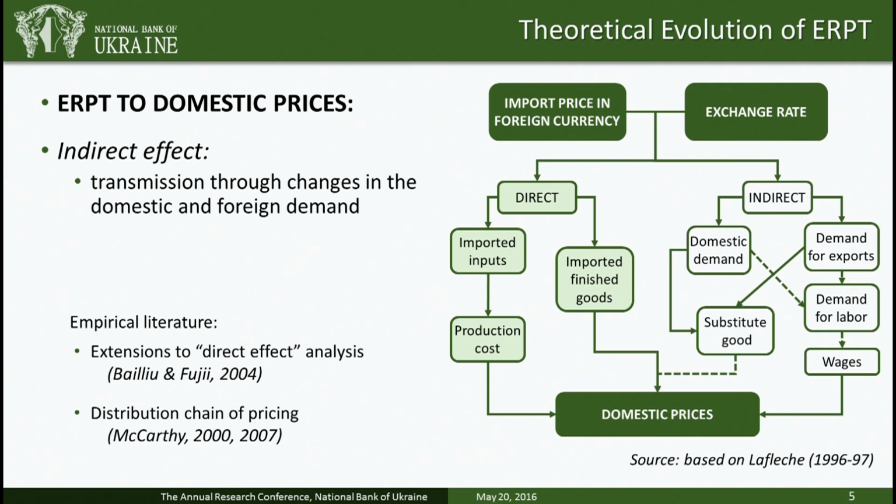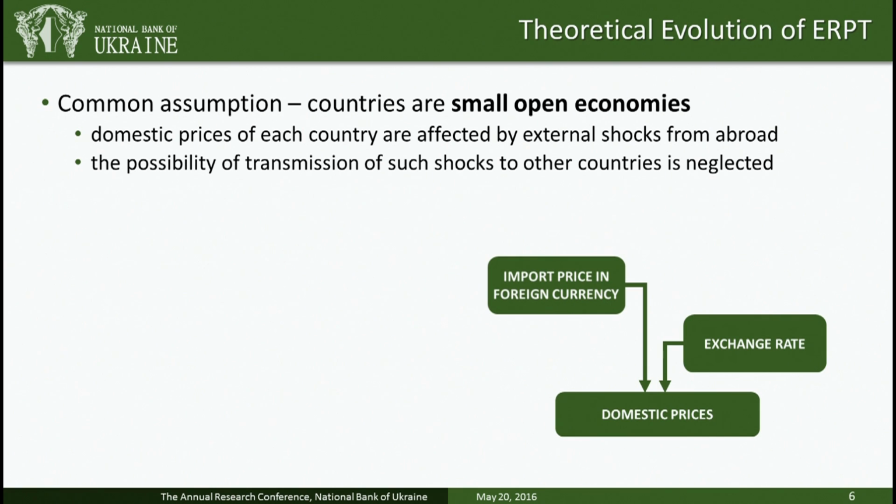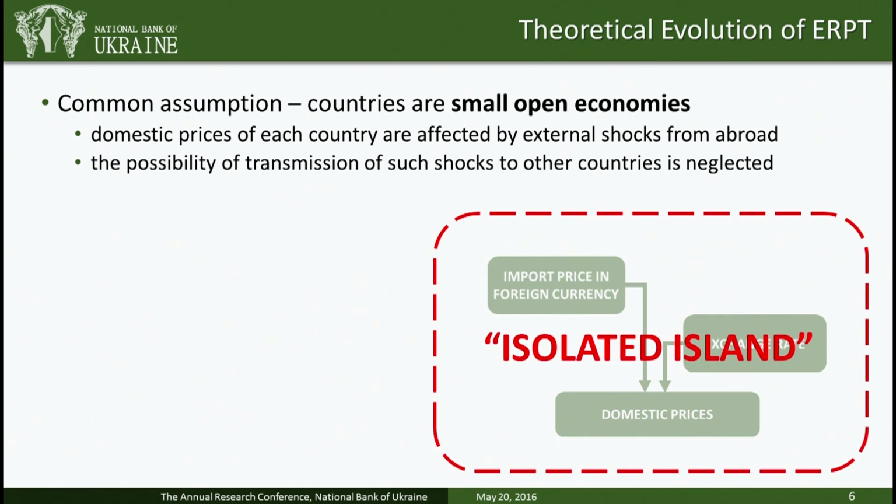In order to capture both direct and indirect effects, empirical literature usually follows the approach of direct effect analysis and then adapts it so that it is suitable to estimate the aggregate response of domestic price level. All of these studies, however, assume that countries are small open economies, and in this respect, domestic prices of each country are affected by external shocks only through a single direction, treating countries as isolated islands. But where do the shocks come from? The nature of such shocks and the possibility of their transmission to other countries is usually neglected in the literature.